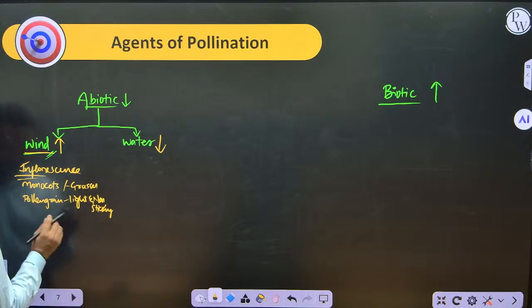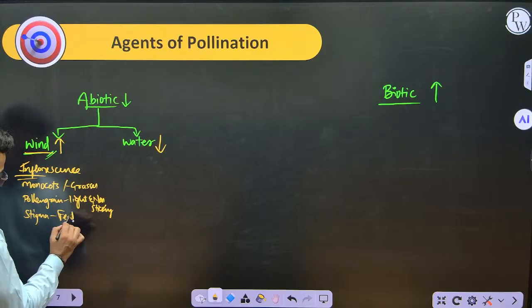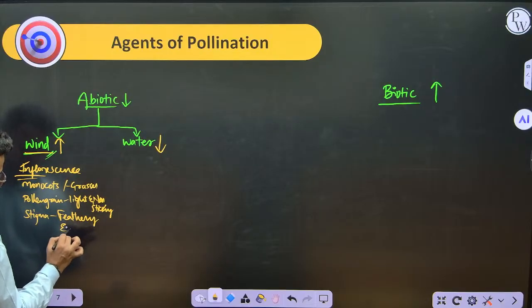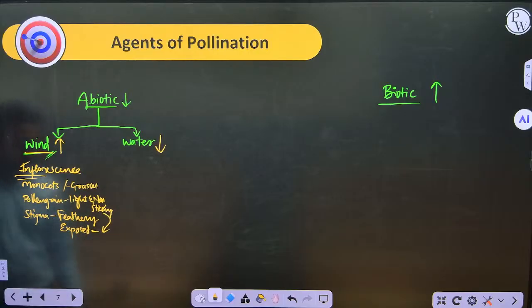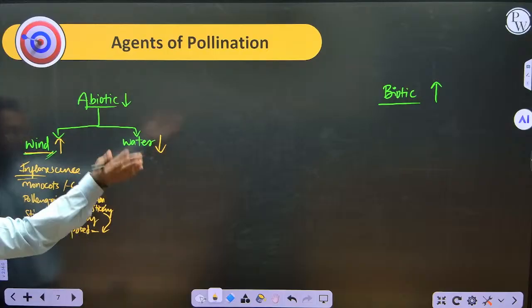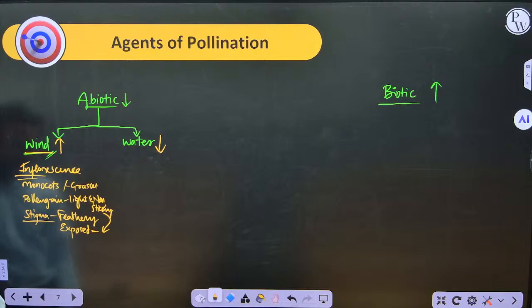If you see the stigma, the female reproductive structure, the stigma is feathery and well exposed. It is exposed to the air so that it can trap the pollen grains. If it is waving like this, feathery, it will trap the pollen grains easily. The stigma is feathery and exposed. Pollen grain is light and non-sticky. And especially monocots are there. So these are the features of wind pollinated plants.